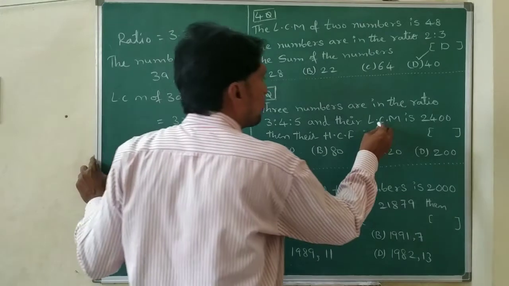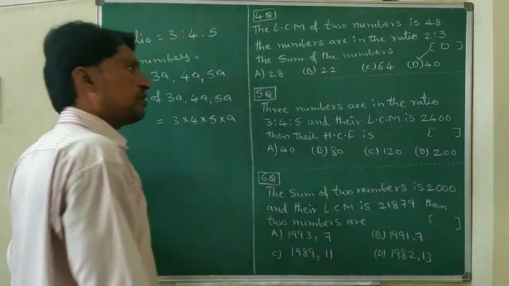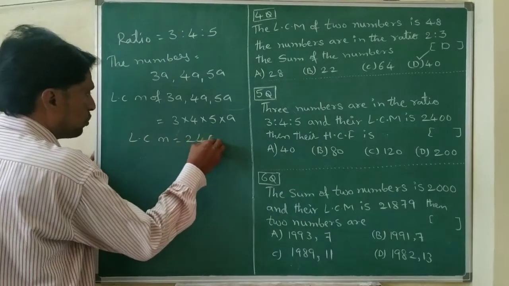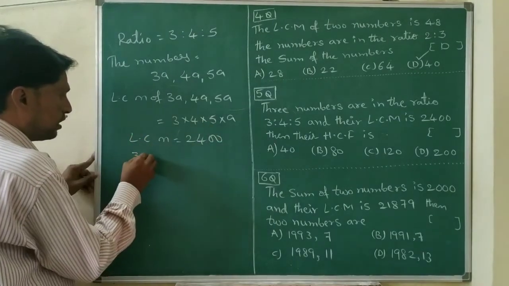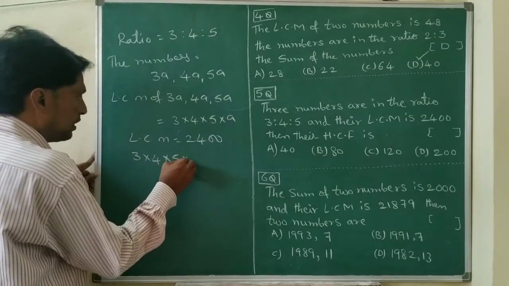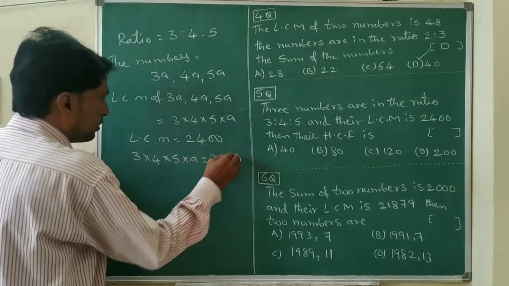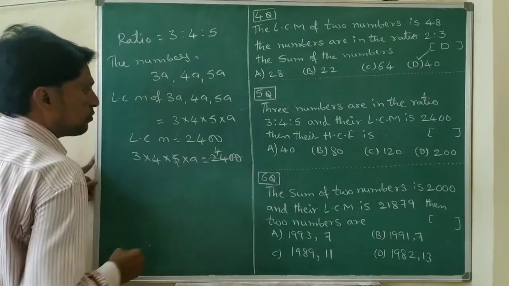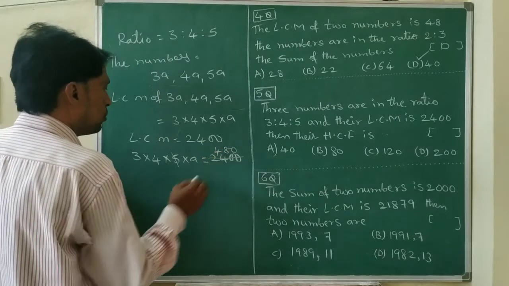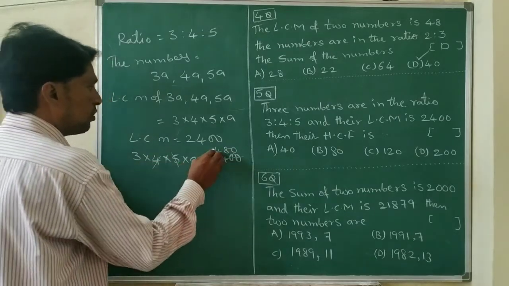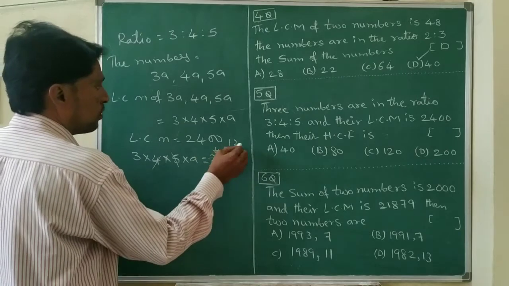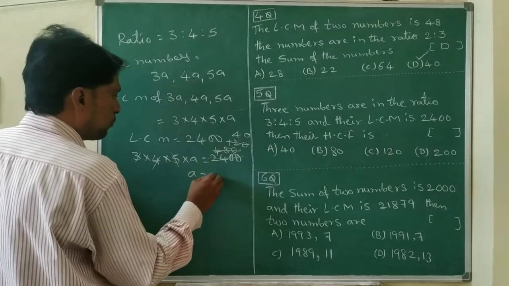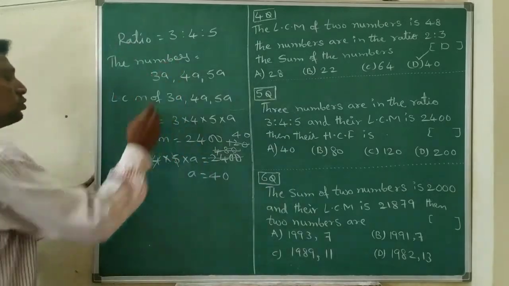According to the problem, the LCM of the numbers is given as 2400. So 3 into 4 into 5 into a equals 2400. Now you can cancel: 5 ones are 5, 5 fours are 20, 5 eights are 40, 0. Now the 4 table: 4 12s are 48, 0. 3 ones are 3, 3 40s are 120. So a equals 40, and you can substitute the a value here.